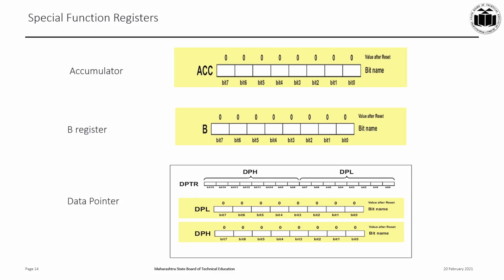The data pointer. The data pointer is a 16-bit register and it is used to hold the 16-bit address of data memory. As you can see here, you have DPH and DPL, which can be used as two separate 8-bit registers. The 8-bit data pointers are used for accessing the internal RAM and the SFRs. The 16-bit data pointer is used for accessing the external data memory. The contents of the data pointer are programmable using instructions.